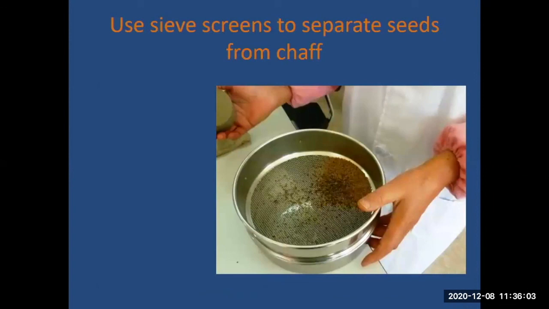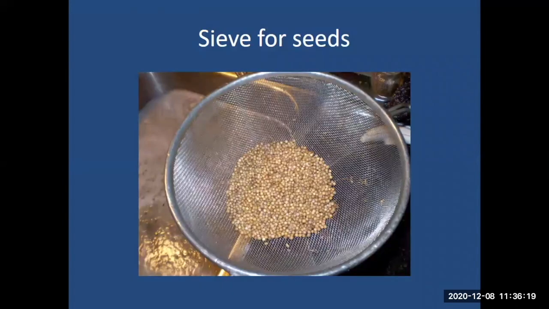Then I use screens of various kinds. I put the seeds or the fruits in here and rub them around to separate the chaff from the seed. The small seed would fall through the screen. You can get different sizes of screens. I like kitchen sieves where you can separate the seed from the chaff. Sometimes the seed falls through, sometimes the chaff falls through. You can wash them, do all kinds of things with sieves for treating seeds.